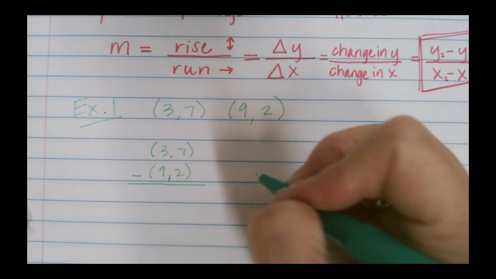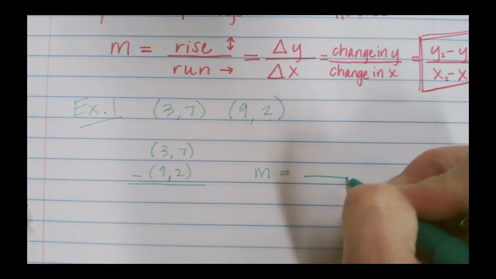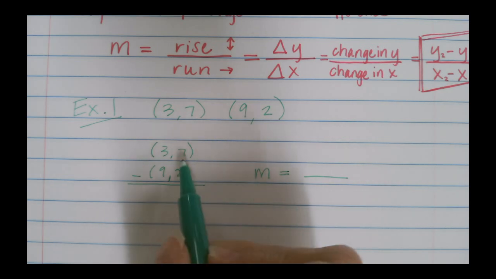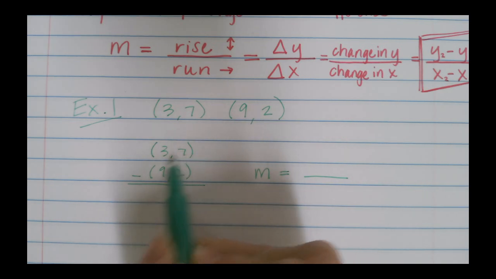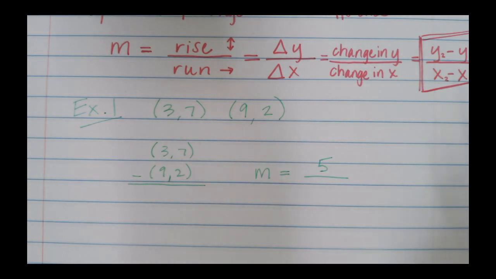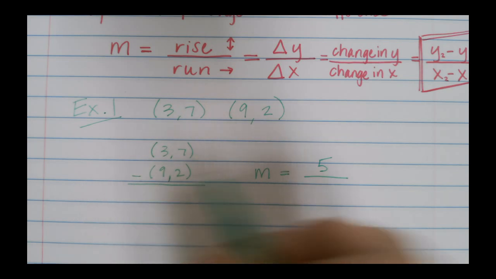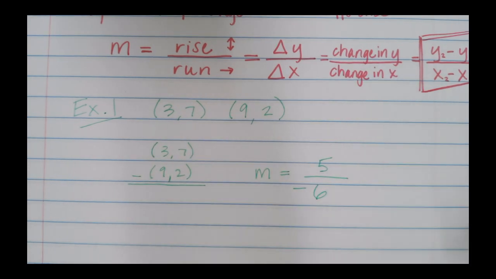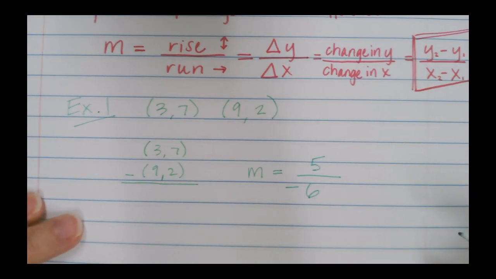But when we subtract, we need to remember that we're writing this as a fraction. I'm always going to subtract the y's first. 7 minus 2 is 5. 3 minus 9 is negative 6. So the slope is negative 5 over 6.